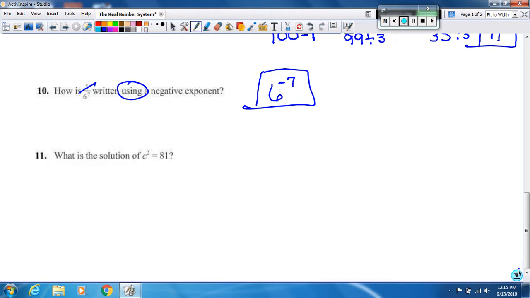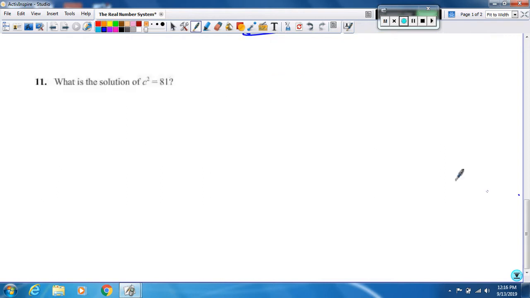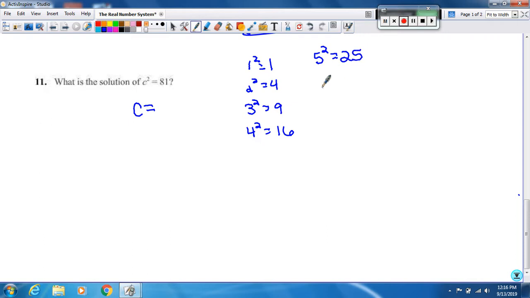What is the solution of c squared equals 81? Well, it's probably easiest just to make a list of squares until you find it. So c equals 1 squared. 1 times 1 is 1. 2 times 2 is 4. 3 times 3 is 9. 4 times 4 is 16. 5 times 5 is 25.